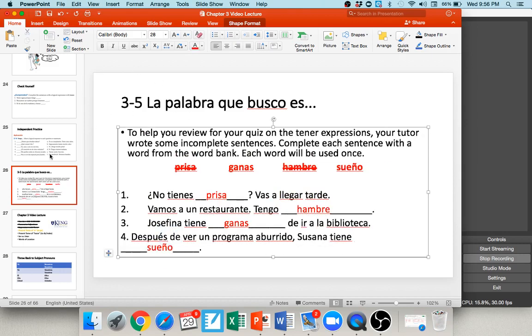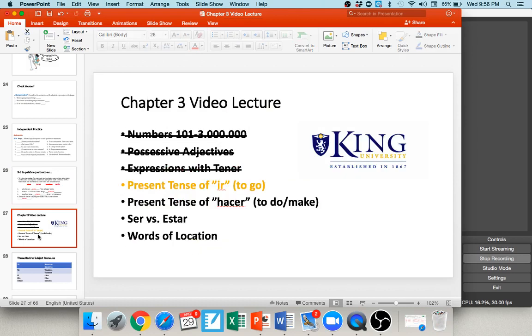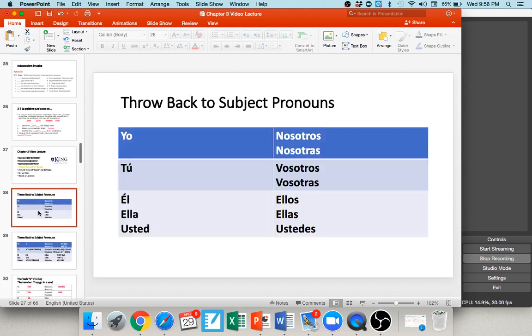All right, hopefully you're feeling pretty good about your tener expressions. So next, we're going to look at the verb ir. Ir in Spanish means to go. First, we need to have a throwback to our magical box of Spanish. I told you this would just keep coming back.